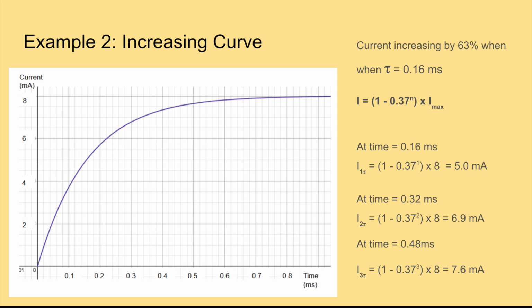So if we look at the bottom example, at 3 time constants, the time would be 3 times 0.16 milliseconds, which gives us a total of 0.48 milliseconds. At that time, the current is 1 minus 0.37 to the power of 3 times 8 milliamps. That gives us 7.6 milliamps.